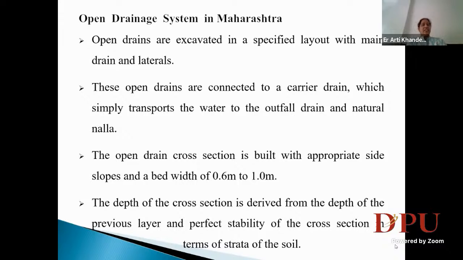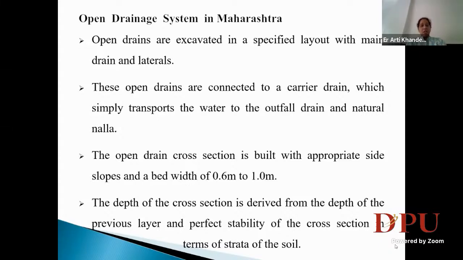Now, presently, what exactly are they doing with the open drainage system in Maharashtra? Open drains are excavated in a specific layout with a main drain and laterals. They provide the main drain and collecting drains for the different land zones. The laterals collect the water, and the main drain transfers that water to a local nala or the river, so that all water is collected by gravity and transferred to the local nalas. These open drains connect to carrier drains, which simply transport the water to the waterfall and natural nalas.